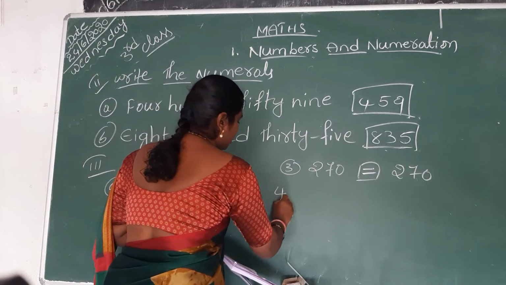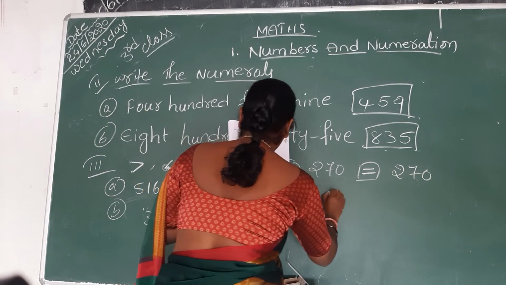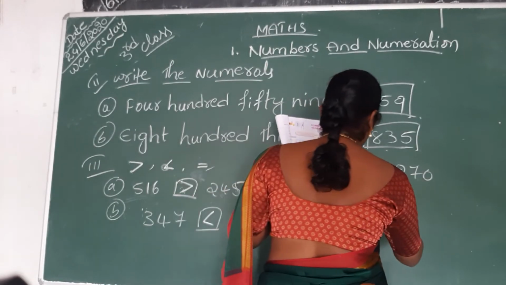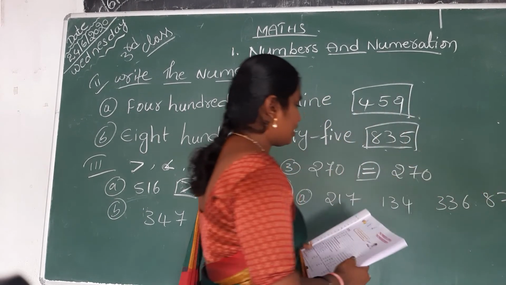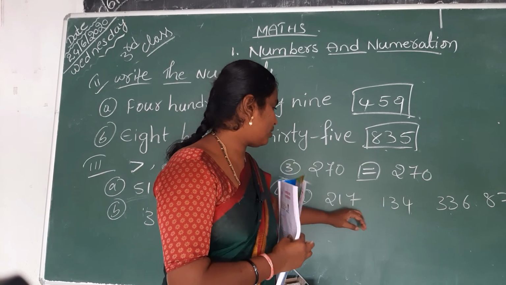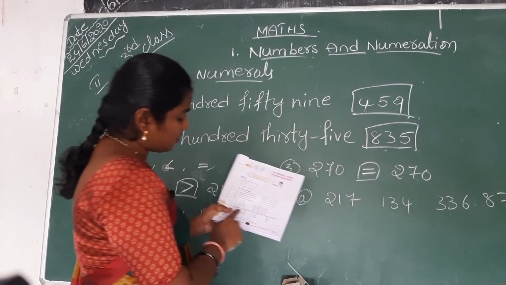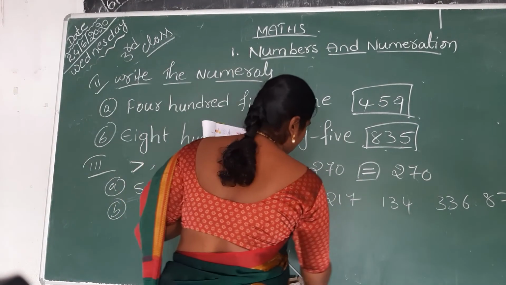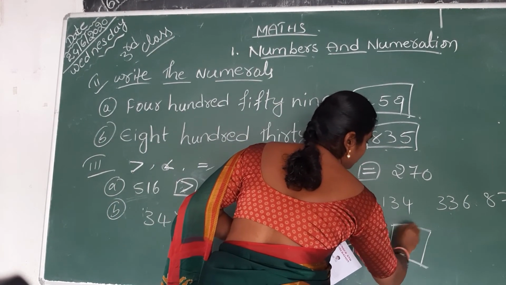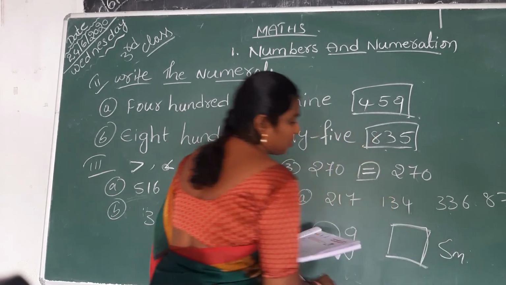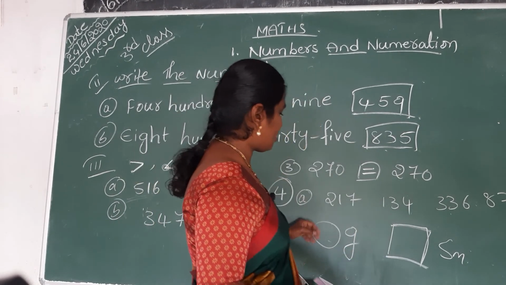Next, the last one, the fourth one in this paper. Here some numbers are given. For example, 217, 134, 336, 872. Here four numbers are given. It asks you to ring the greatest number. Next, put a square box around the smaller number. For the smaller number, you have to draw a square box. If it is the greater number, you have to put a circle.